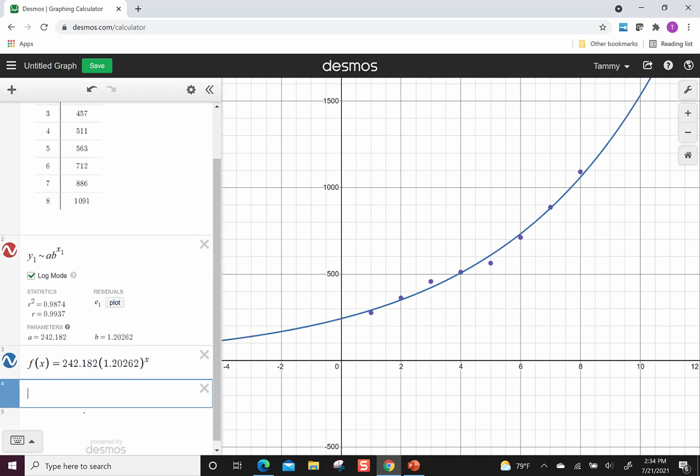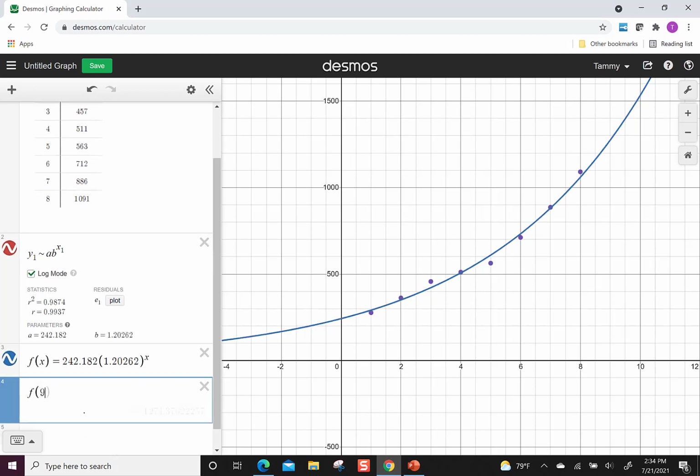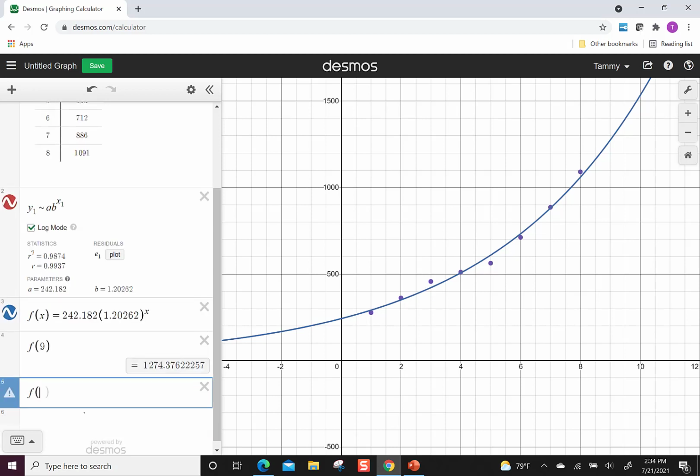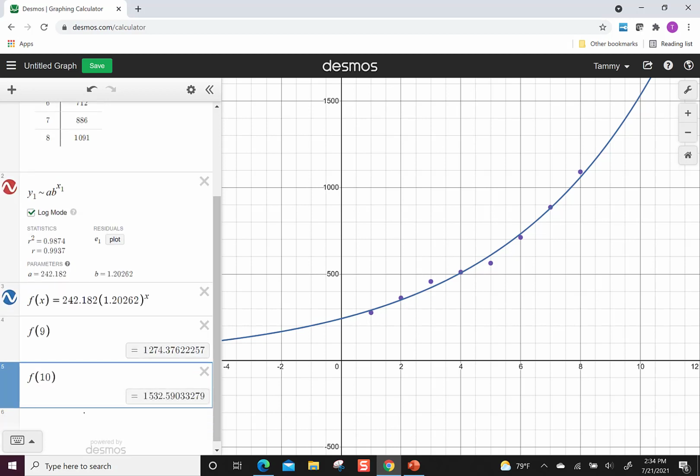The two that I want are f of 9 and f of 10. This would be the next two quarters. So we knew what happened at the 8th quarter. We had 1091. This says if things continue to grow following this pattern, the next quarter would be 1274, and then the quarter after that would be 1532. So we just kind of watch how this grows, but super important that you pay attention to the wording.